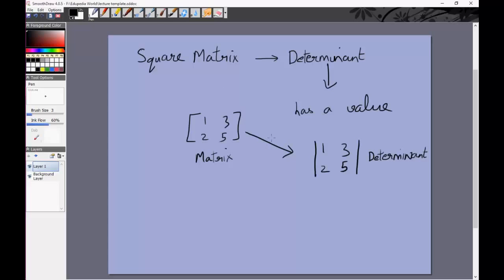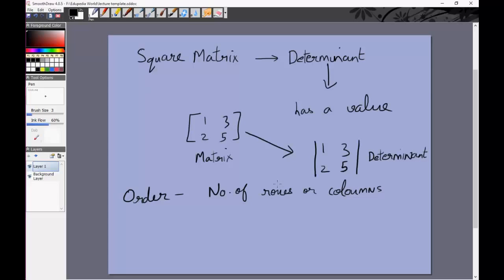So the value of a determinant is different for different orders. What is the order of a determinant? It is the number of rows or columns. Now, why did I say rows or columns? Because, like I said, a determinant is only valid for a square matrix, and a square matrix has the same number of rows and columns.